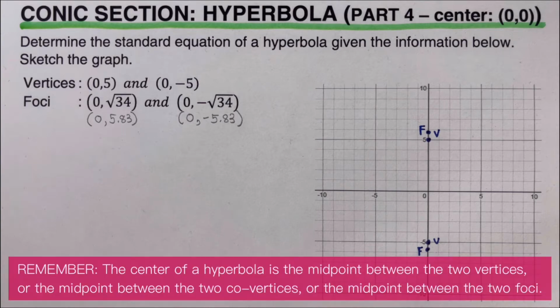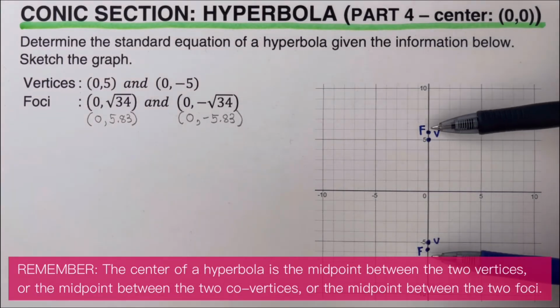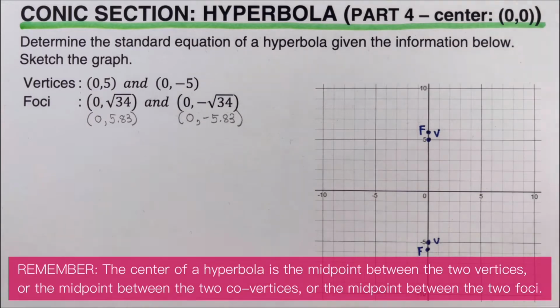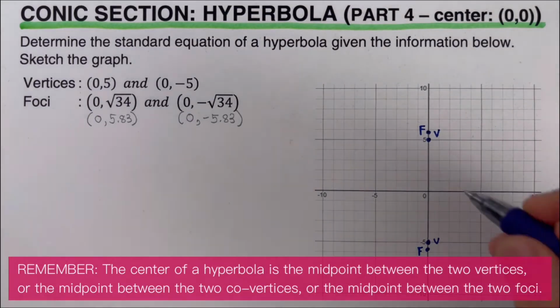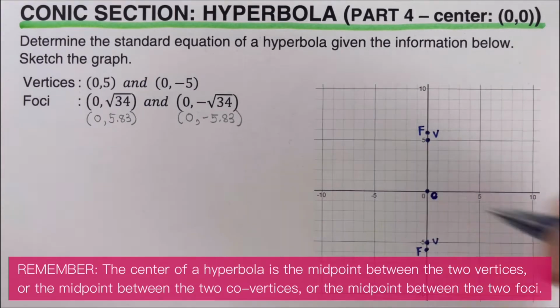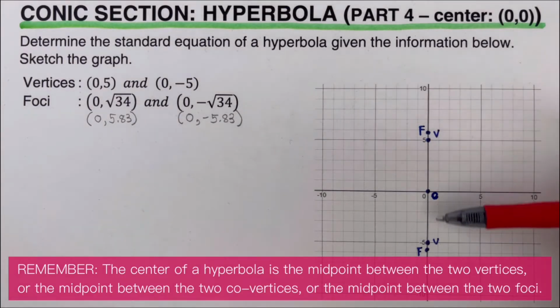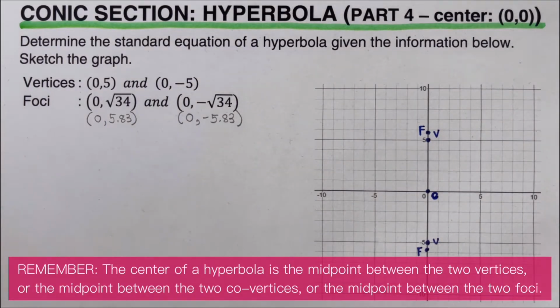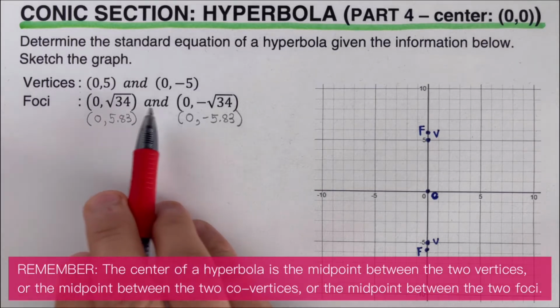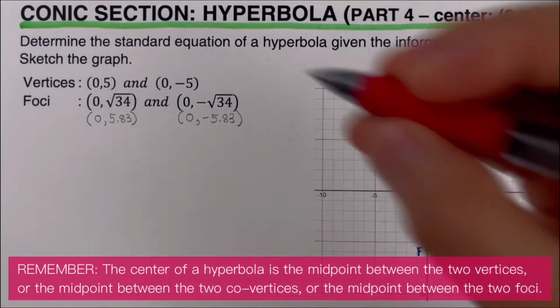Now we remember that the center of the hyperbola is the midpoint between the two vertices, or the midpoint between the two foci, or the midpoint between the two co-vertices. So looking at this, we can go ahead and say that our center is at 0, 0. So this is our center right there. Now looking at this further, we see that the two vertices that we have here are vertical relative to each other. So this hyperbola would be an example of a vertical hyperbola with center at 0, 0. So I'm going to go ahead and write that up here.